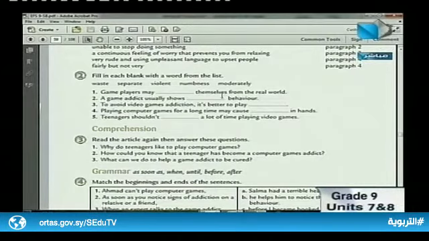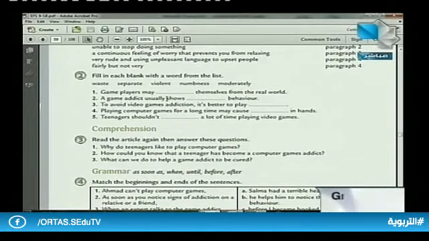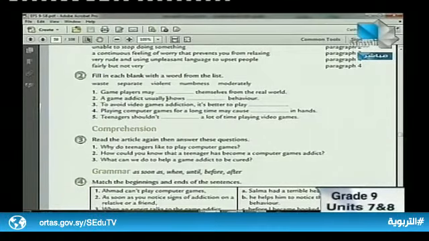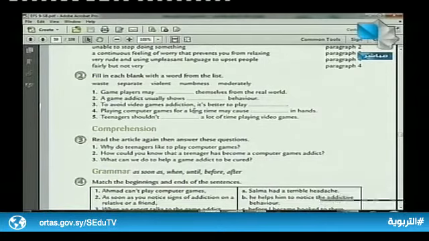A game addict usually shows violent behavior. Sometimes they are violent, so they are not like normal people. So the word is violent. Thank you. To avoid video games addiction, it's better to play moderately, so evenly, not exceed the limit, to use your time very well, not for too long.